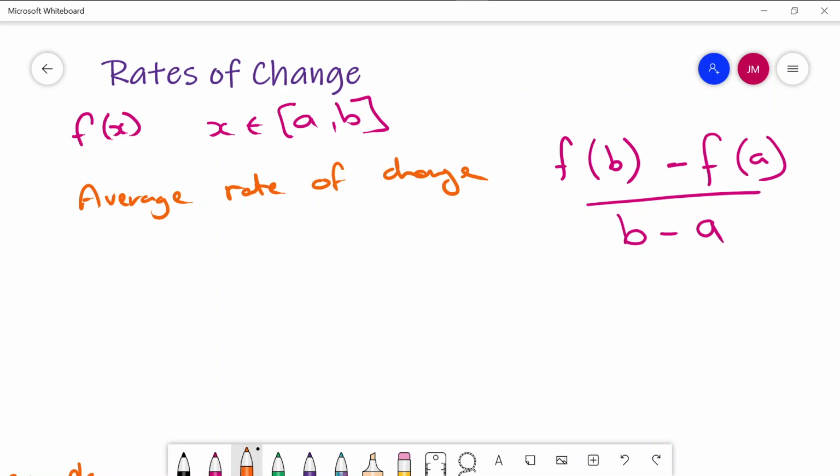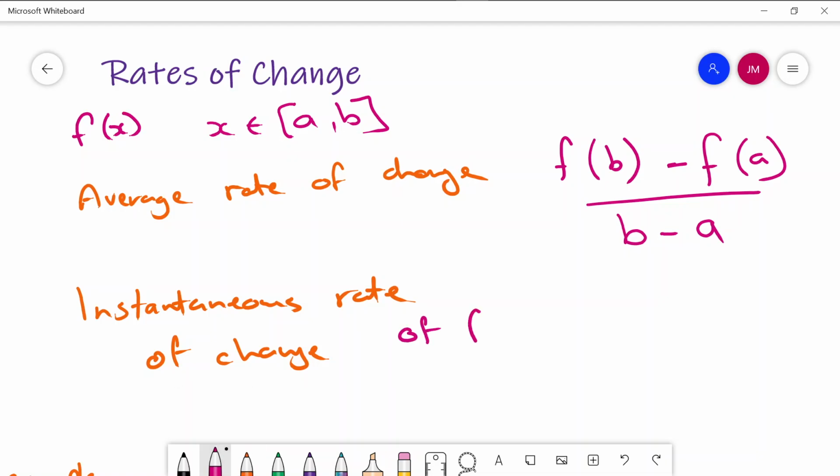What we know from our work with derivatives is that we can find the gradient at a given point. So we can call that the instantaneous rate of change. To find the rate of change at a single point, we just find the derivative at a point. So if we want to find the instantaneous rate of change of f with respect to x, or f of x at x equals a, then it would just be the derivative at a. Okay, looks nice and straightforward. Let's have a look at an example.